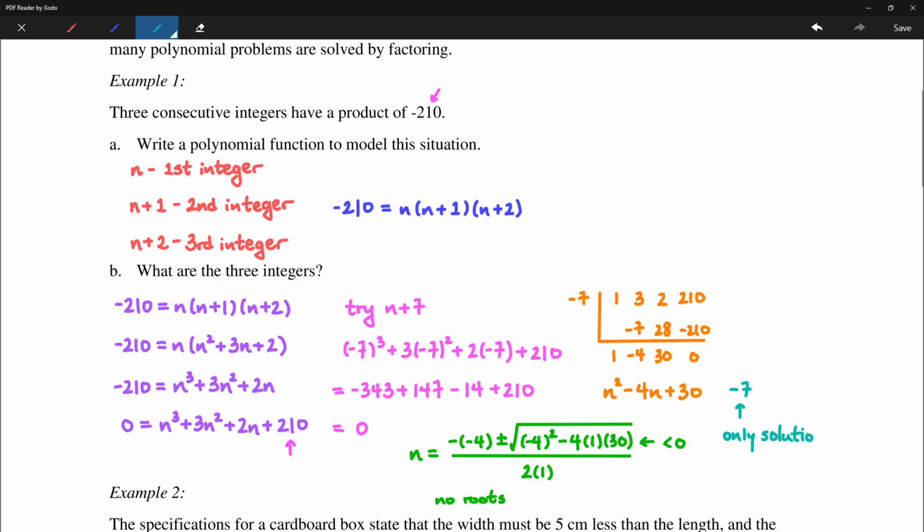So if n is negative 7, then the second integer is n plus 1, which is negative 7 plus 1, and that is negative 6. And then finally, the third integer is negative 7 plus 2, which is negative 5. And if we check the product of negative 7 times negative 6 times negative 5, that will in fact give us negative 210. Okay, so that's the first example.